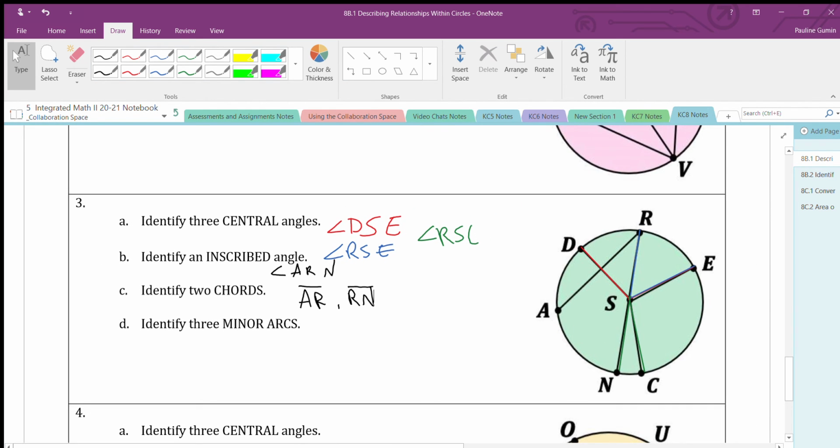3 minor arcs. Okay, minor arcs are arcs that are less than 180. So I want to make sure that it's going to be less than the diameter. So less than a semicircle. Let's draw in the diameter. I want to just trace it. Here it is. Okay. So we want our arcs to be smaller than that. Okay. So, I see arc DR. That's smaller than 180. Right there. Let's write it down. DR.